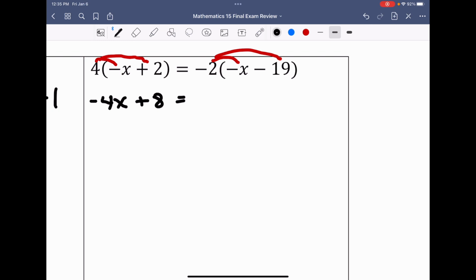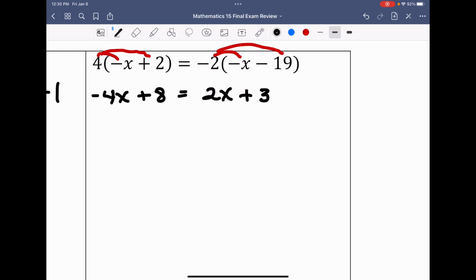This is going to be equal to, remember, if we have a negative on the outside, it's going to flip the signs on the interior. Negative times negative becomes a positive 2x. Negative times a negative 19, that's going to equal a positive, and then 2 times 19 will give us equal to 38. Okay, now, yet again, we want to isolate for x on one side.